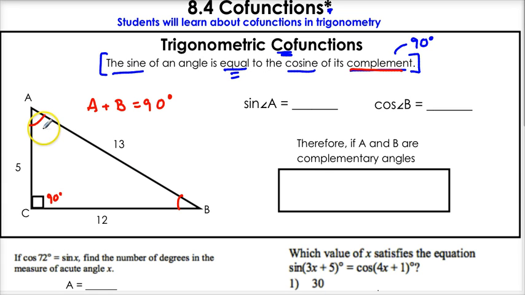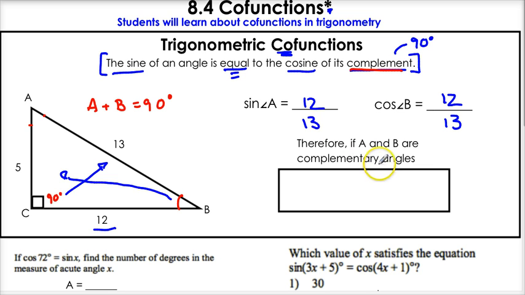Well, the sine of A is going to be the opposite over the hypotenuse. So the opposite is 12 and the hypotenuse is 13. So the sine of A is 12 over 13. Well, let's see the cosine of B now. The cosine of B is the adjacent, and the opposite of B is 5, so the adjacent is going to be 12, right? If the opposite of B is 5, the adjacent is 12. So the cosine of B is also 12 over 13.